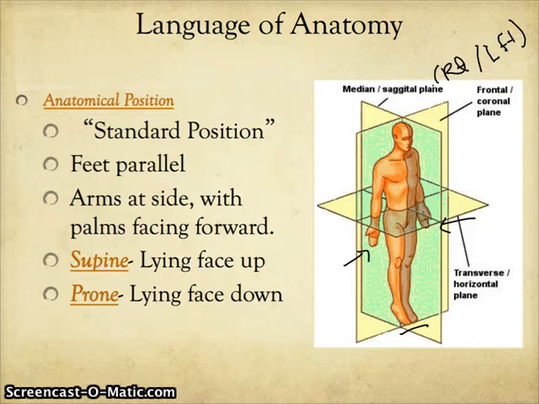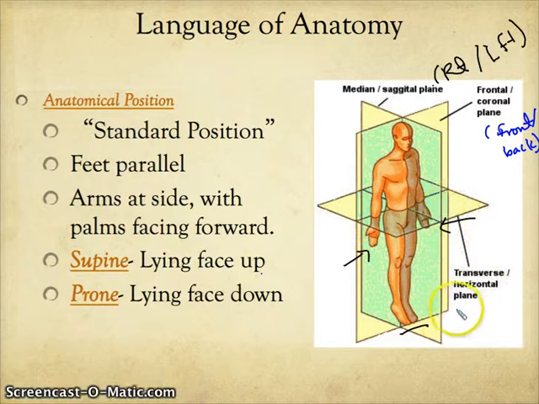Coronal or frontal is one of the terms you're going to learn here. Frontal, where's the front of the body? Well, that's this part. So when we talk coronal or frontal plane, we're literally talking about a front and a back. That's the simplest way to think about it. Transverse is literally anything that goes across. So with the transverse or horizontal plane, we're looking at top and bottom.